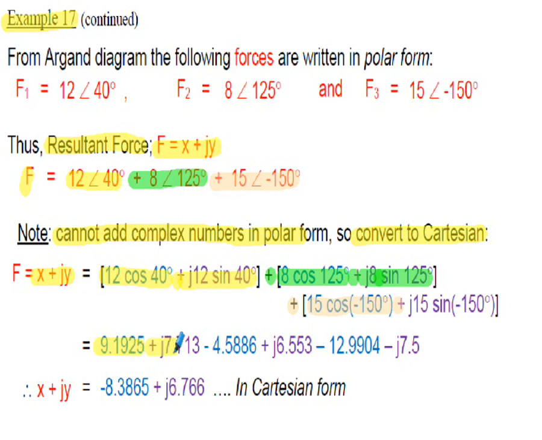If we now evaluate that expression for F1, we'll get 9.1925 plus j 7.713. For the F2, we'll get negative 4.5886 plus j 6.553. And for the F3 force, we'll get minus 12.9904 minus j 7.5. All we do now is add up the real and add up the imaginary components to get the x plus jy component. So adding the real components up, we get negative 8.3865, and adding the imaginary components up, we get plus j 6.766. So there's our resultant force in Cartesian form.